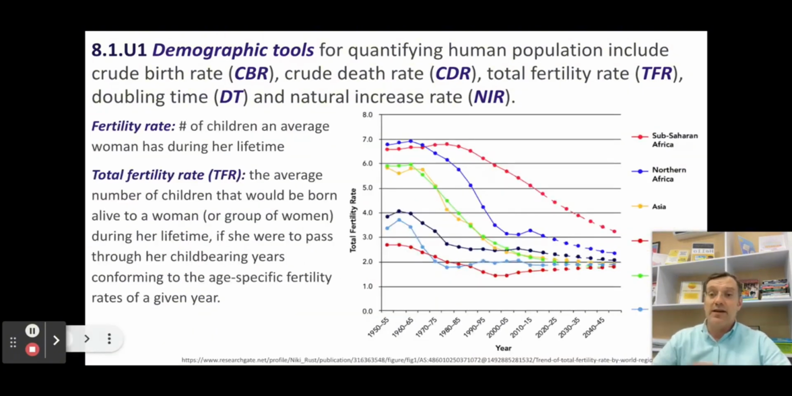The fertility rate is the number of children an average woman has during her lifetime. I believe in Niger, it's currently around 7. The total fertility rate is a more nuanced statistic. It's the average number of children that would be born alive to a woman or a group of women during her lifetime if she were typical. So it's a statistical measure. The fertility rate is based on past data. The total fertility rate is based on past and future predictions.